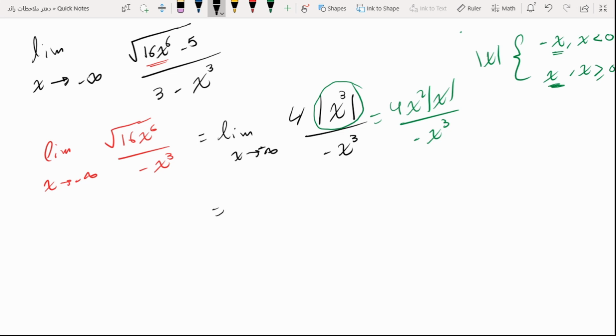So the answer will be 4x to the power of 3, but negative, because x approaches negative infinity, over negative x to the power of 3. So negative over negative is positive. So the final answer is 4. Be careful with the sign.